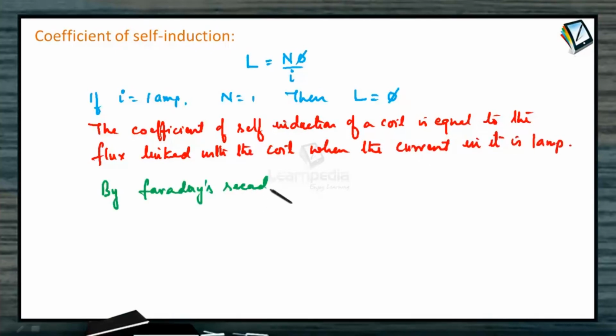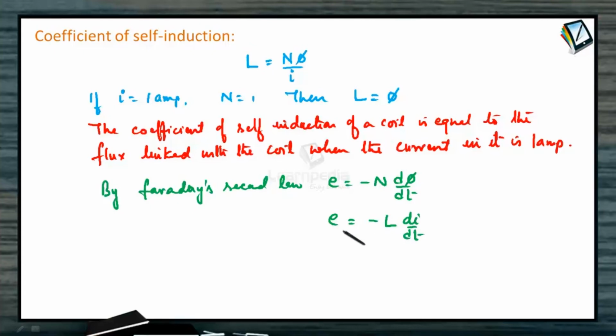By Faraday's second law, we know EMF E is equal to minus N d phi by dt. I can substitute the value of phi. Phi will be equal to L I by N. So EMF can be written as minus L di by dt. So we can also define the coefficient of self-induction from here. If di by dt is 1 ampere per second, then EMF is equal to L.